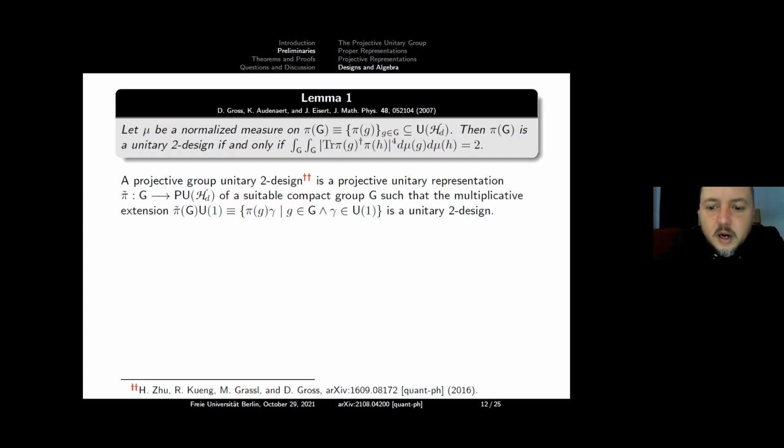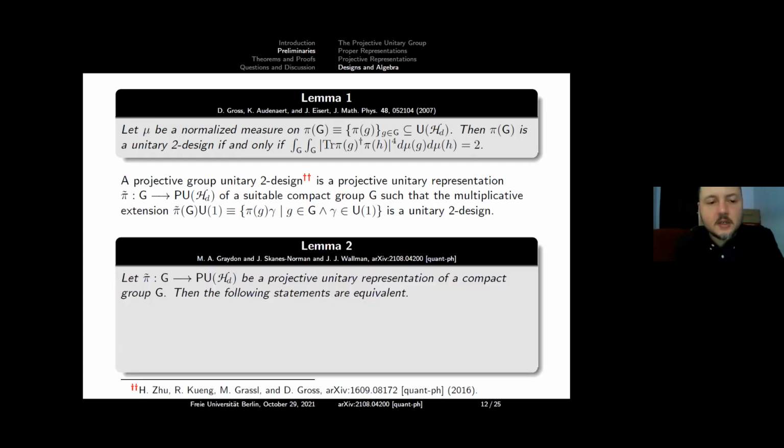But so this is a wonderful paper. It goes into some beautiful details about connections between representation theory and projective unitary T design. If you happen to be wondering what a T design is, it's like a 2 design except you twirl over T tensor copies. So this is what I mean by a projective group unitary 2 design.